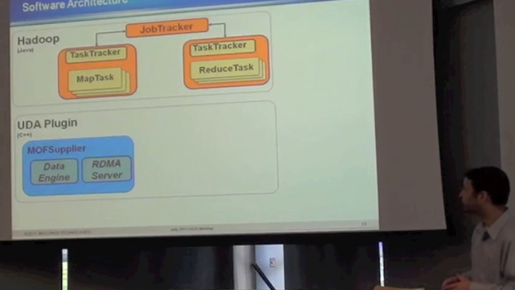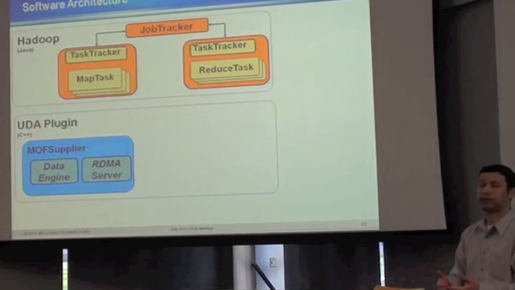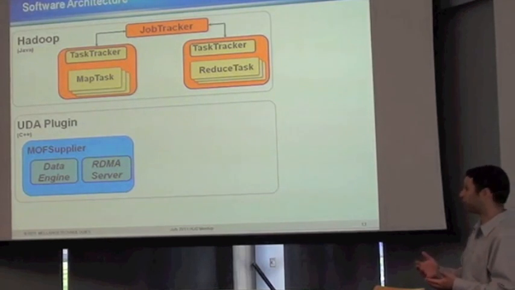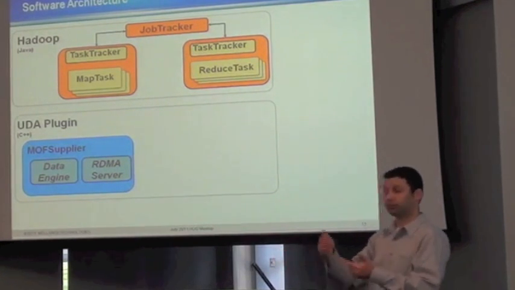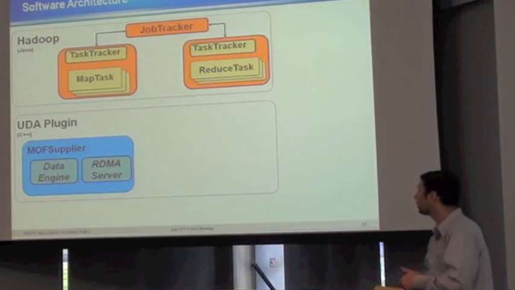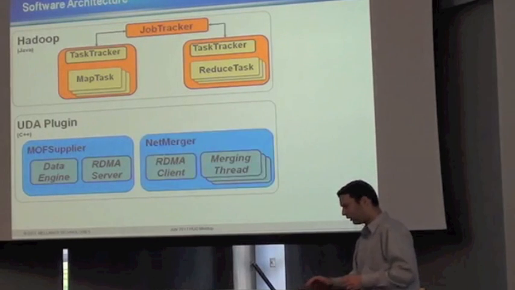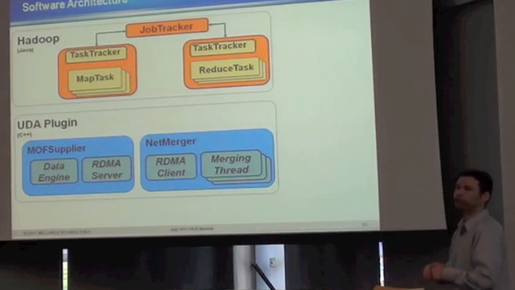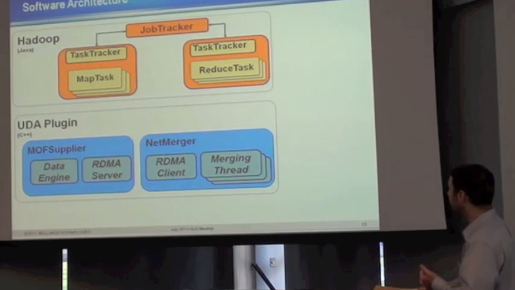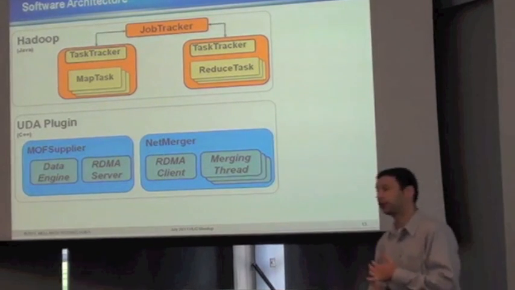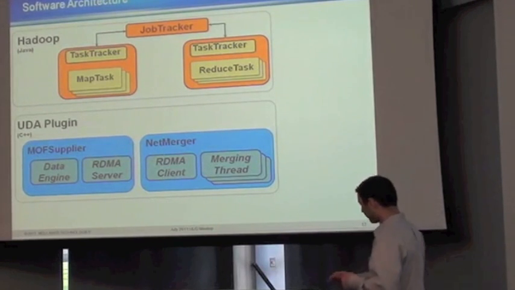The first part is the MOF supplier. That's the map output file supplier. This is the component that replaces the HTTP server. So basically, it's going to serve requests saying, okay, I need a file. Those are the RPC requests that we talked about before. So I want a file, it gets a request and transmits the data back. The other component is the net merger. Net merger replaces two things. It replaces the HTTP client that fetches the request, and it also has a merging capability. So it does the merge for all the data coming from all the mappers.